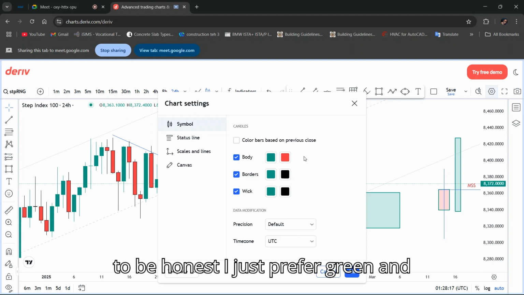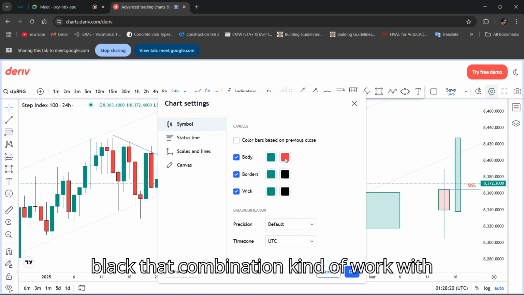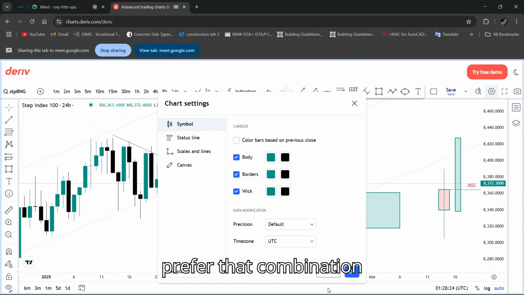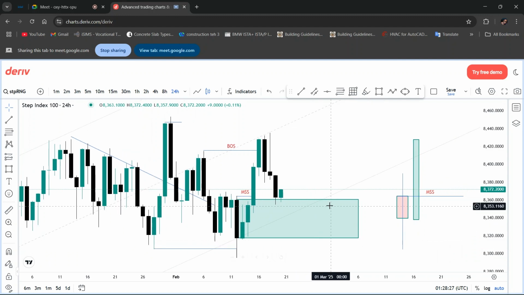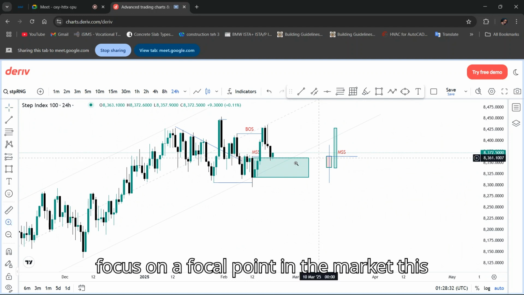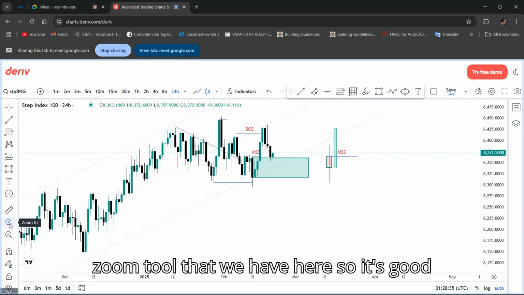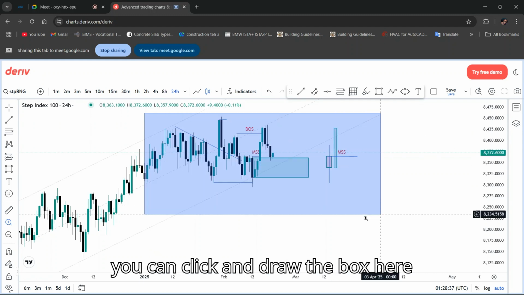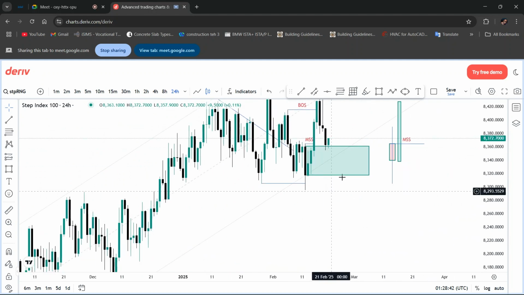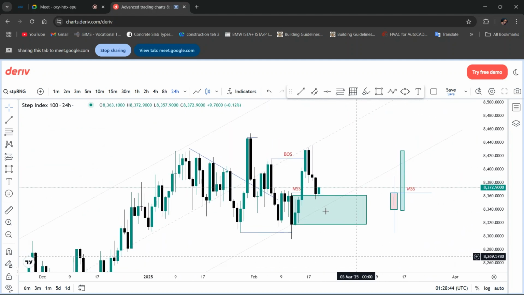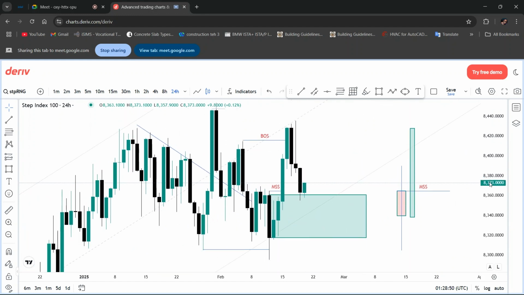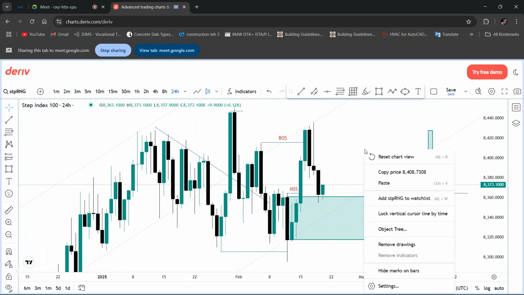It doesn't really matter, to be honest. I just prefer green and black. That combination works well for me. Additionally, when you want to focus on a focal point in the market, there is this zoom tool here. You can click and draw the box, zoom in, and just focus on where you want to focus. Adjust these areas so you can see specifically where you're looking.